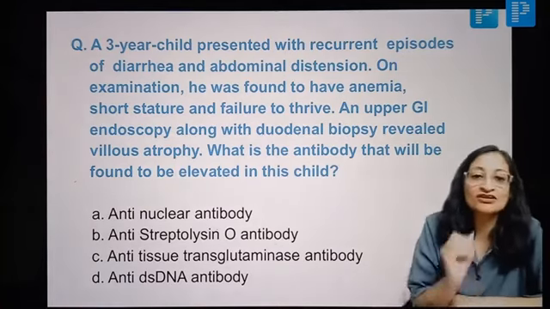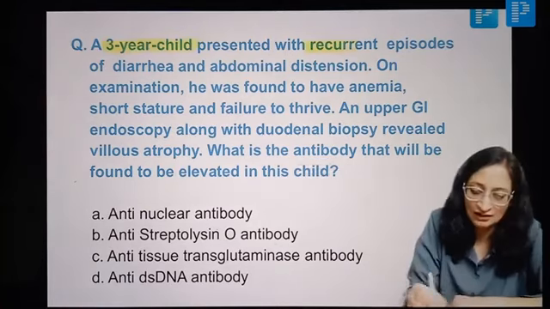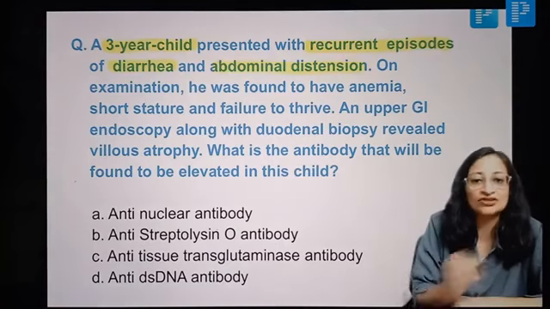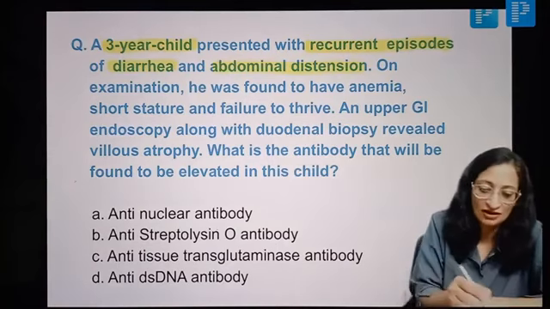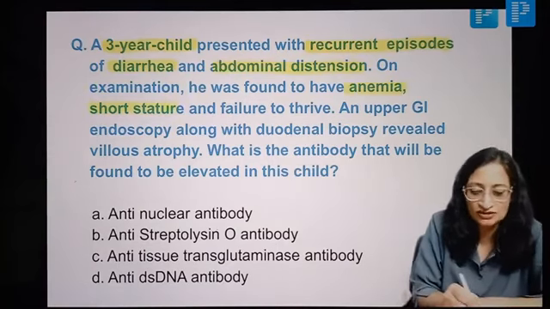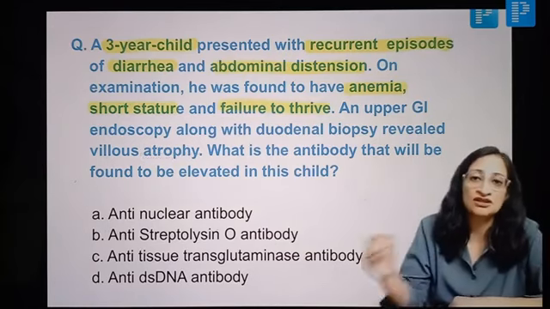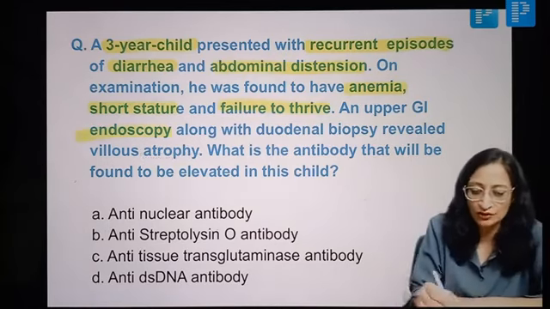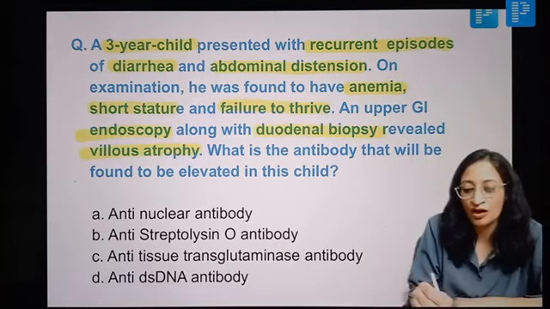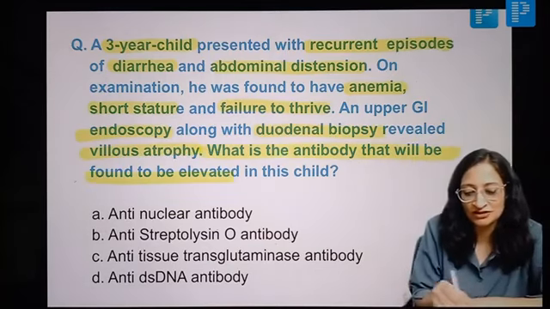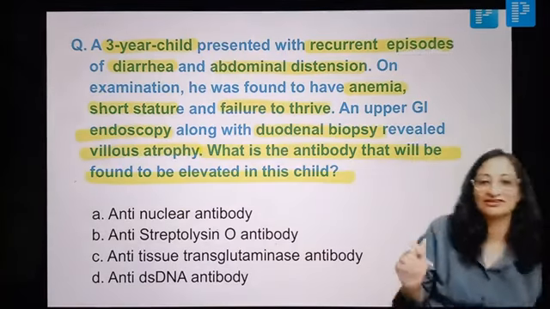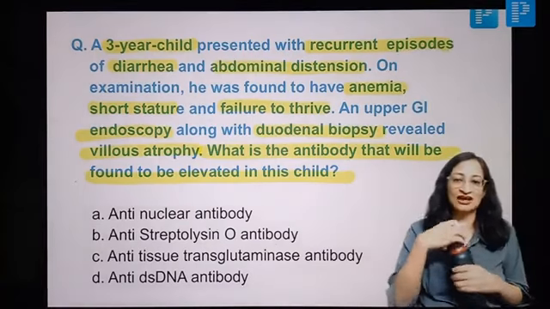Maintain the pace. Okay, so a 3-year-old child presented with recurrent episodes of diarrhea and abdominal distension. On examination, he was found to have anemia, short stature, failure to thrive. Failure to thrive means not gaining weight adequately. An upper GI endoscopy was done along with duodenal biopsy, which revealed villous atrophy. What is the antibody that will be elevated in this child? First, you have to give me the diagnosis. Who can tell me what is the diagnosis first?